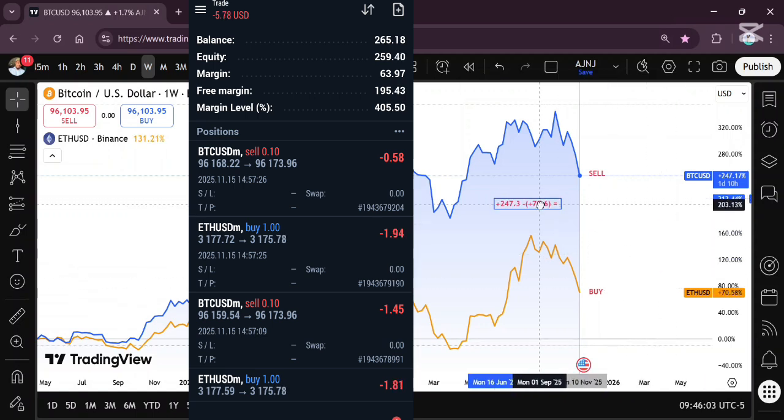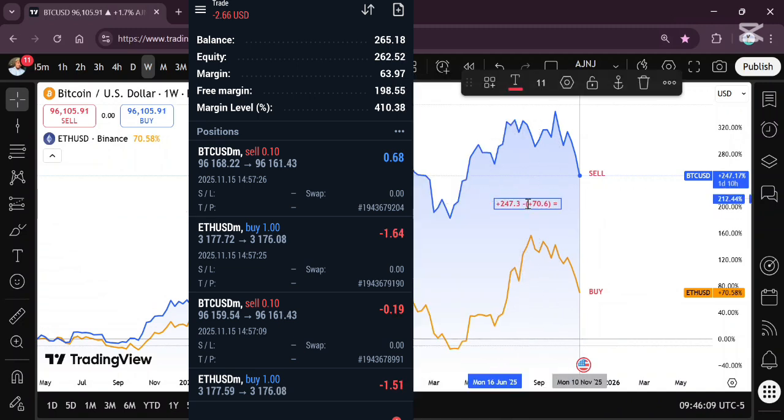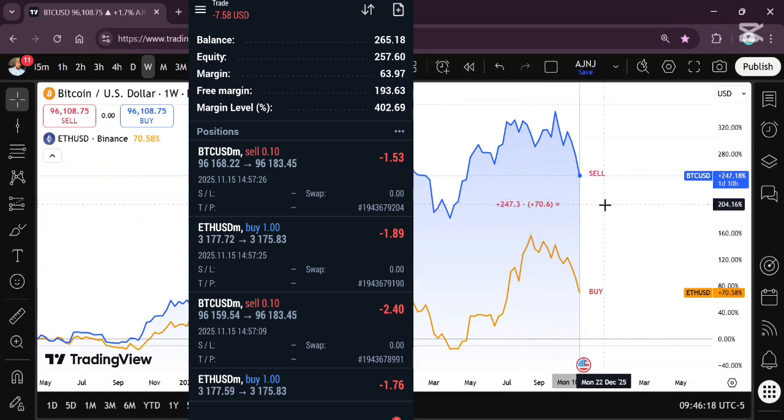There are a lot of things in the course. When you get the course, you're going to see how the lot size rule works for crypto. For this case, I'm using Ethereum 1 lot size buy and Bitcoin 0.1 lot size sell. So I'll be leaving the trade while I also share with you some other thoughts.